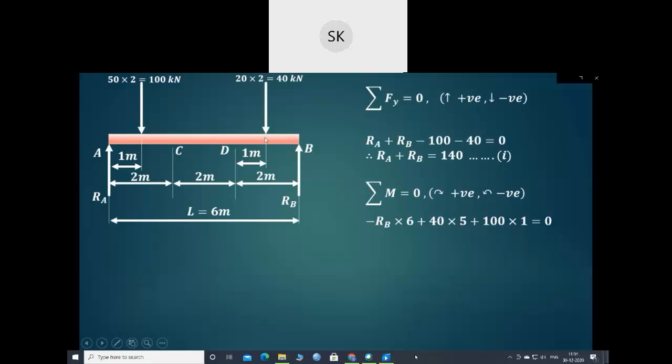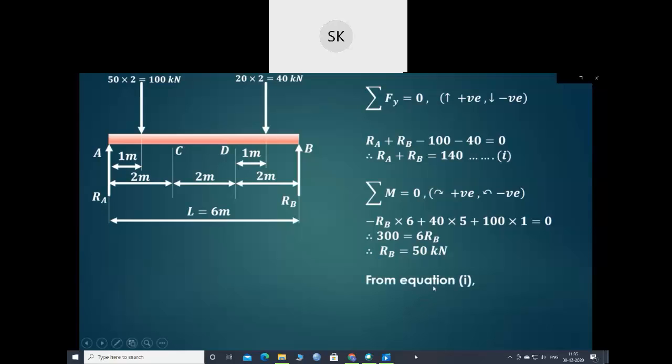This 40 kilonewton point load will produce the clockwise moment about A, and the perpendicular distance from this point up to A will be 2 plus 2 plus 1, that is 5, and as it is clockwise it is positive. Similarly this 100 kilonewton load will also produce the clockwise moment, so it is 100 into 1. So we can say that 40 into 5, that is 200, plus 100, so it is 300, and transferring the negative term to the other side, we will get the value of RB as 50 kilonewton.